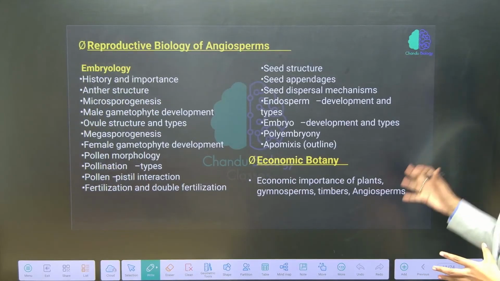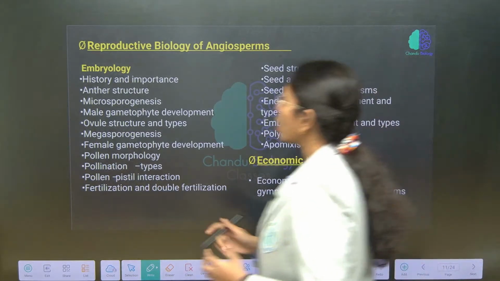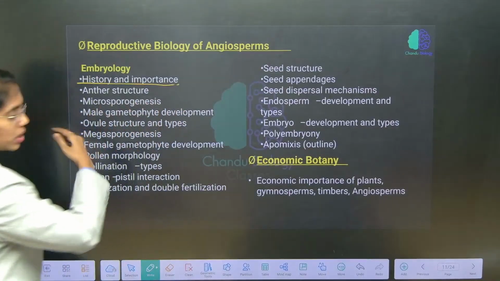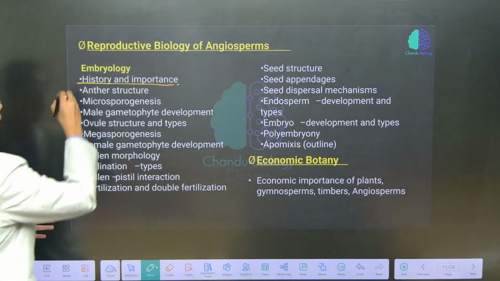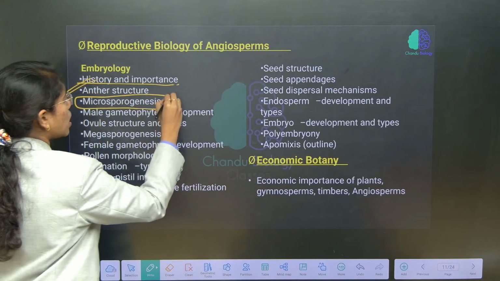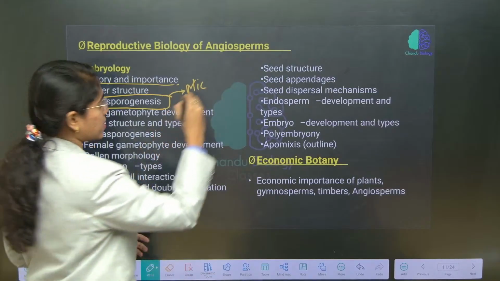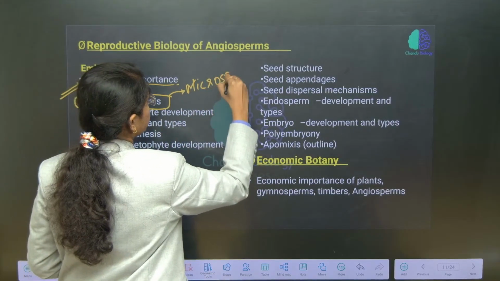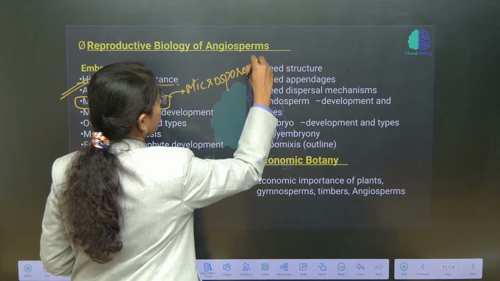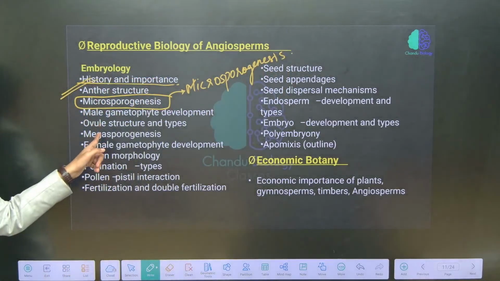angiosperms. Reproductive biology of angiosperms. Here if you see embryology, first, history and importance, that is common general note. Anther structure is important, followed by microsporogenesis, how microspores are produced from microspore mother cells. Okay, followed by male gametophyte development.